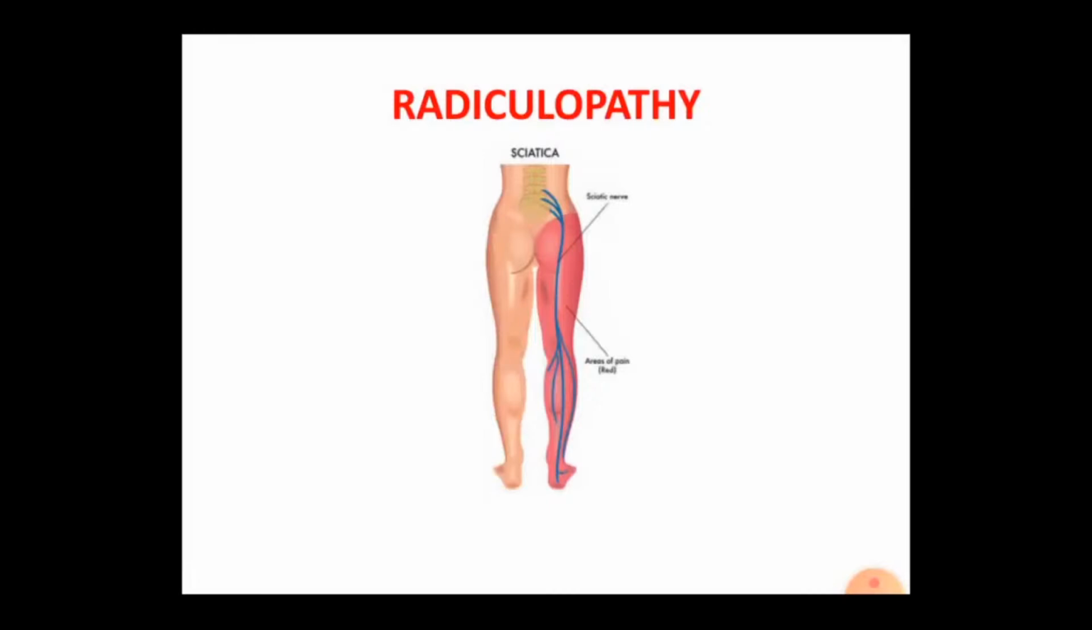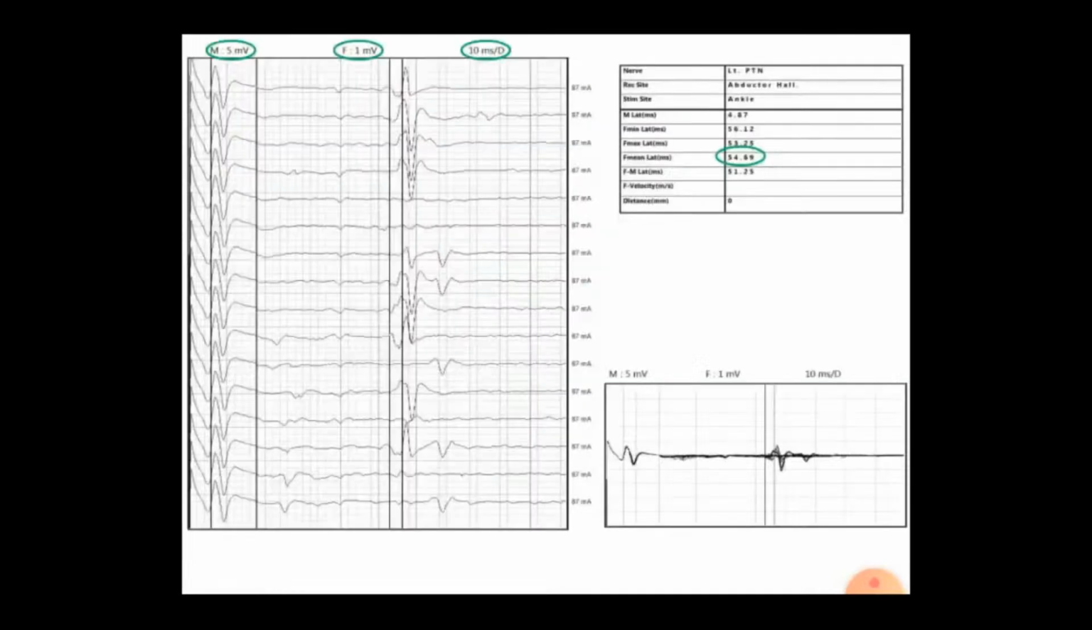Now what about this? That is radiculopathy. Radiculopathy means the nerve throughout is not having any damage, but it is getting compressed somewhere. Let us see. For that we have the F wave. You can see that on the left side you have the M wave, and after that on the right side of the graph you have the F wave.